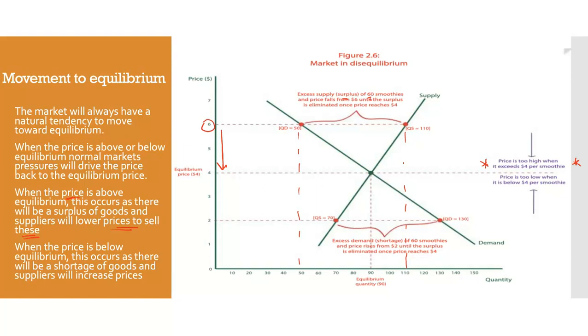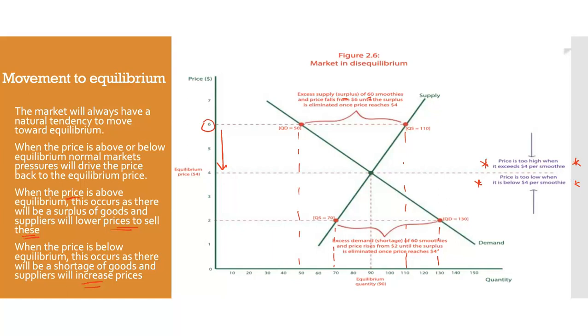When the price is too low, for example at $2, suppliers will only supply 70 because they're not going to get much profit from them. Purchasers will demand lots because they're cheap, they'll get lots of utility out of them, so there will be a shortage of 60. And suppliers will recognize that because there is a shortage, people are willing to buy more and pay more for them, so they will recognize the price is too low, so it will go up to $4 per smoothie.